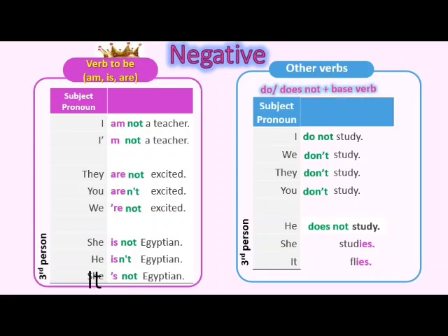Use the base form, we remove the ies. She doesn't study. The short form is does plus n't. Doesn't study. It doesn't fly.